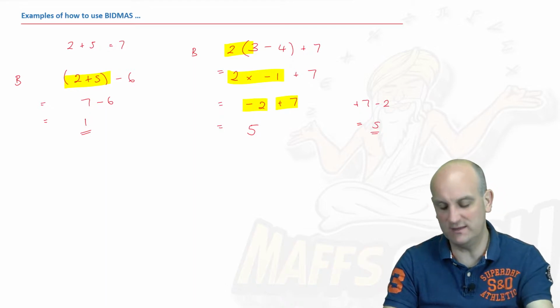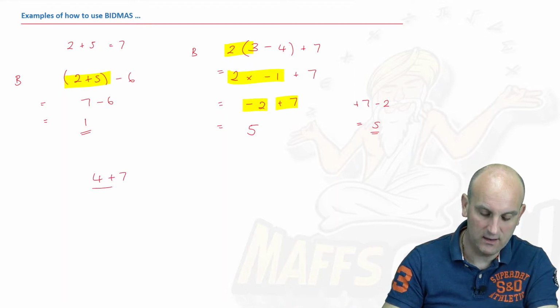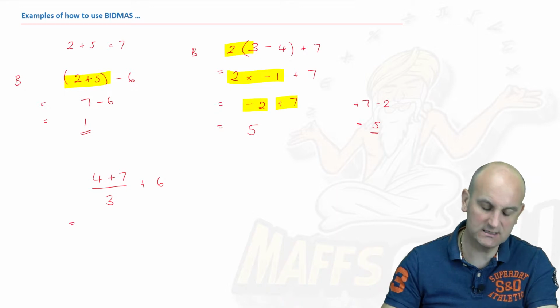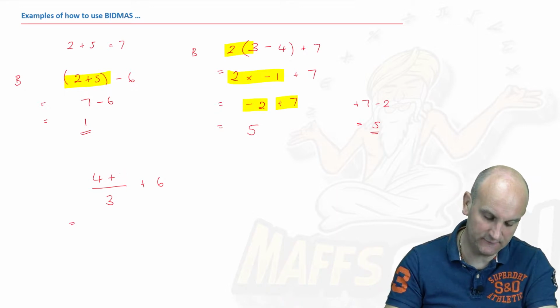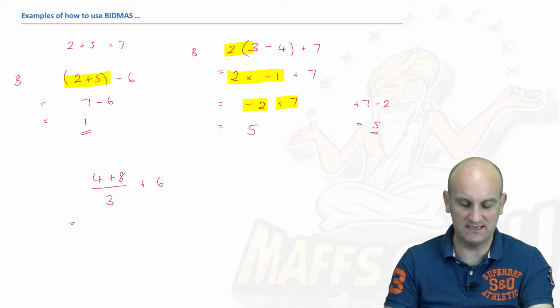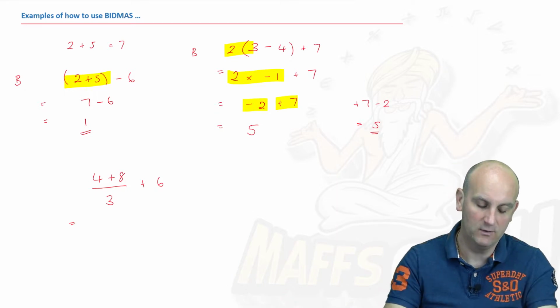You see what's happening with this BIDMAS stuff? Let's come up with another example. 4 plus 7 divided by 3 plus 6. Now this is going to be a disgusting question, so let's actually make that 4 plus 8 to make it nice and easy. Right, what do we do here? Brackets. There aren't any indices, there aren't any division. There is, but we have an interesting problem.